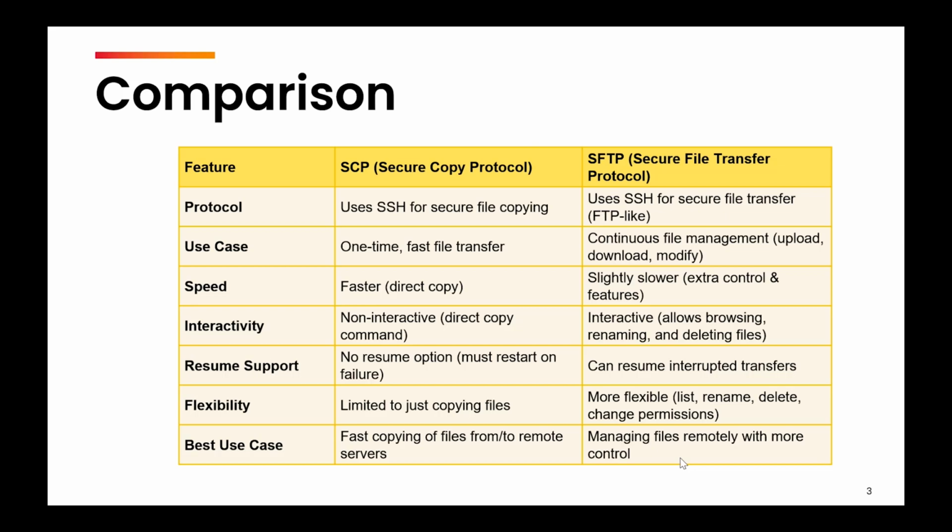Now, this is important. SCP has no resume option. Okay. So while transferring, if the connection gets lost, you will have to transfer the entire content again. Whereas with SFTP, you can resume the interrupted transfers. SCP is limited to just copying files, whereas SFTP is more flexible. It allowed us to use the ls command to list. We can also use commands to rename, delete, and change permissions.